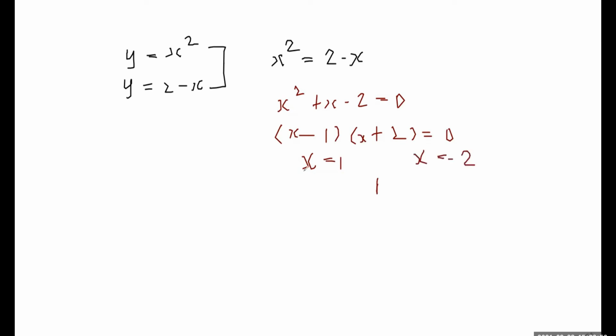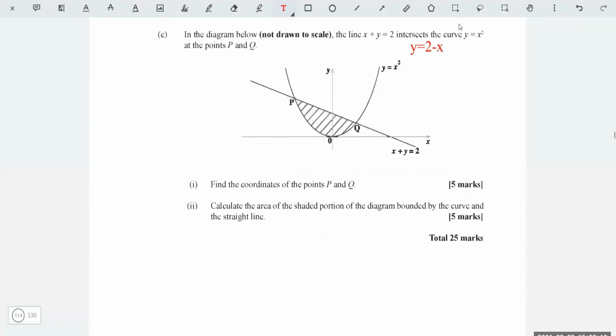But remember, y is x squared. So if you put in 1 squared, you get 1 for the y. And if you put in negative 2 squared, you're going to get 4. So that means that the points are (1, 1) and (-2, 4). All right, that's what we have. So we can put it on the graph right here: P is at (-2, 4) and Q is at (1, 1).